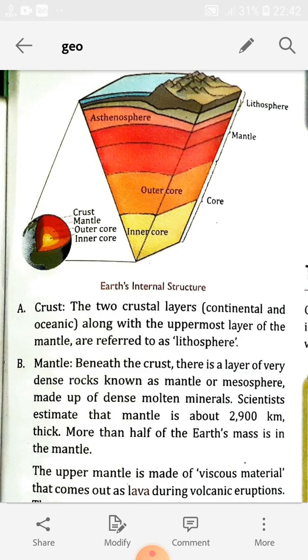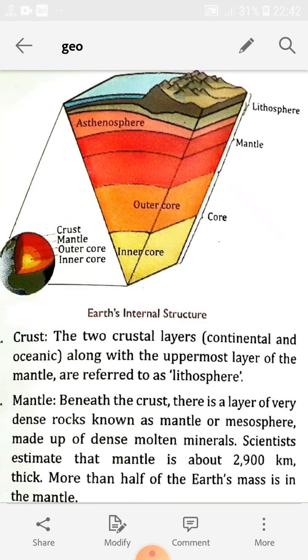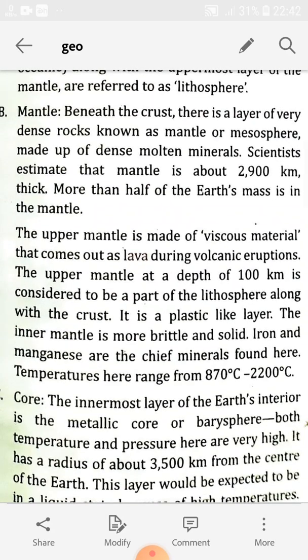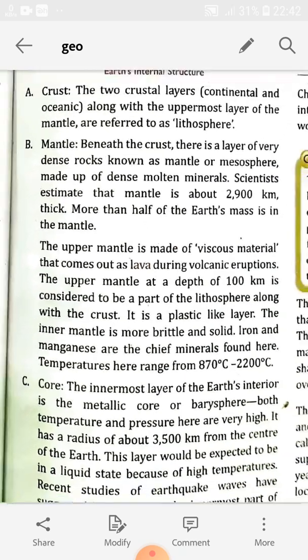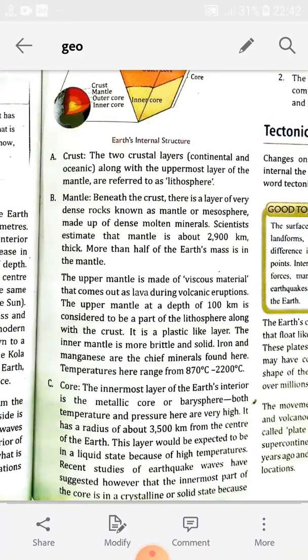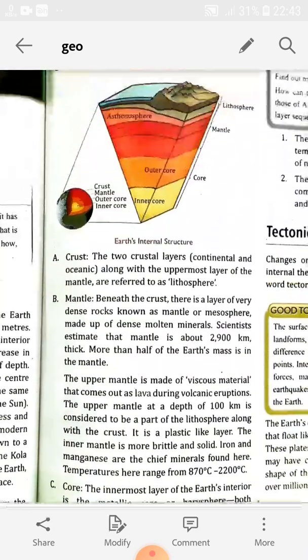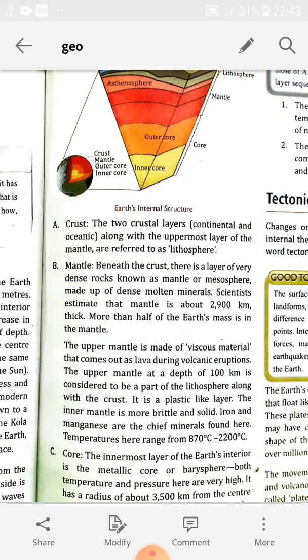The upper mantle, you can see, is just below the lithosphere, and the upper mantle at a depth of 100 km is considered to be a part of the lithosphere. And the inner mantle or lower mantle is more brittle and solid, and the lower mantle contains manganese and iron as chief materials, and the temperature in that place ranges from 870 to 2200 degrees Celsius. Now let's come to the innermost layer of the Earth's interior, which is the core.